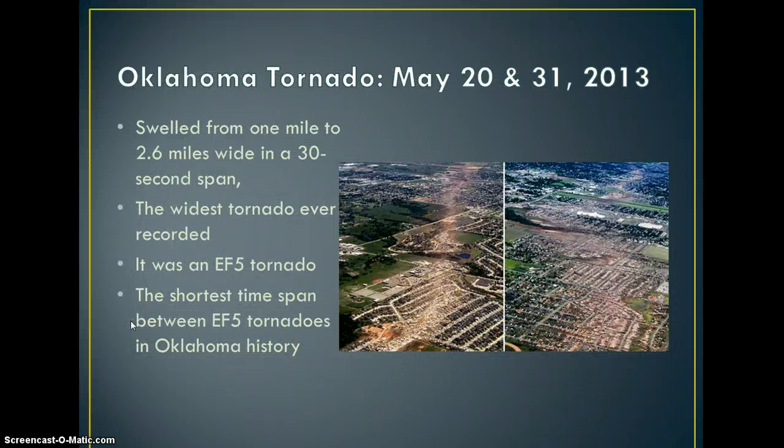Now we're going to look at the Oklahoma tornado, which happened last Friday, May 31st, but there was also one May 20th, 2013. The tornado that tore through Oklahoma on Friday is the widest ever recorded. It swelled from 1 mile to 26 miles wide in a 30-second span. The ferocious twister was an EF5, which rarely occurs. It is said to have a ratio of 1 out of every 1,000 tornadoes that occur each year.